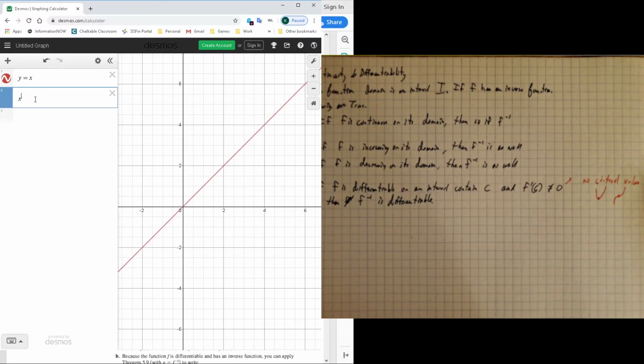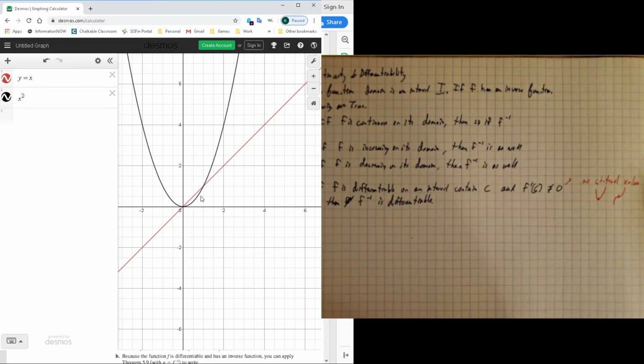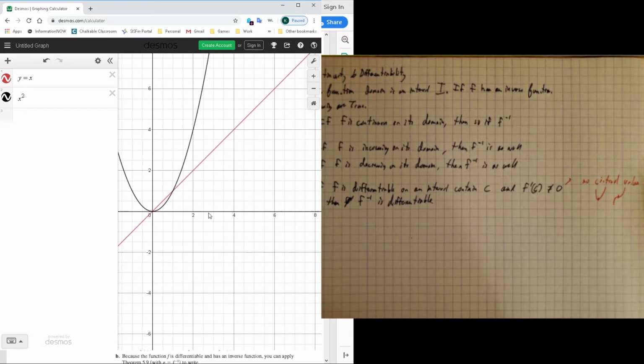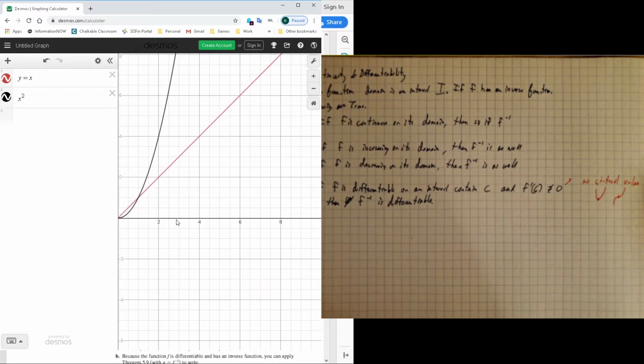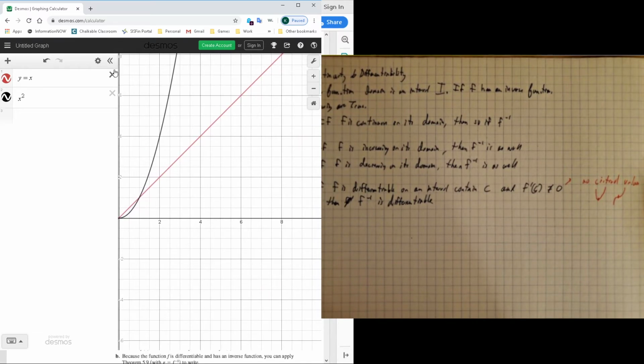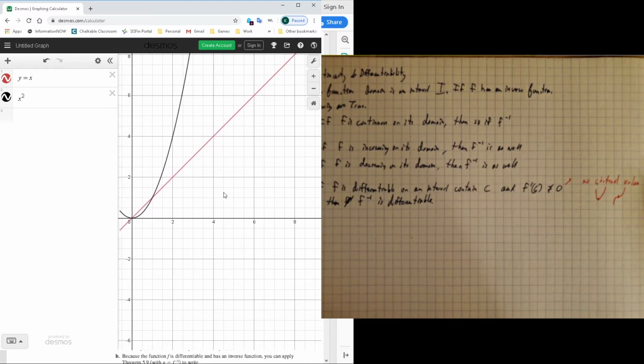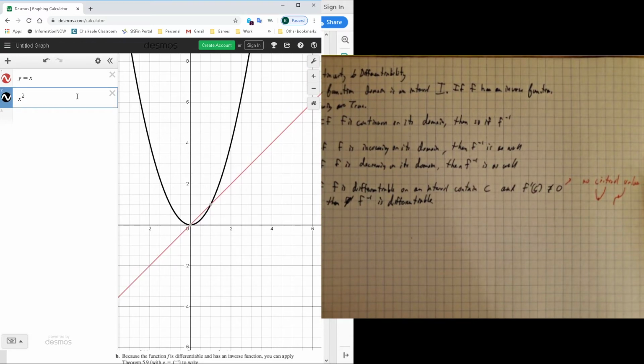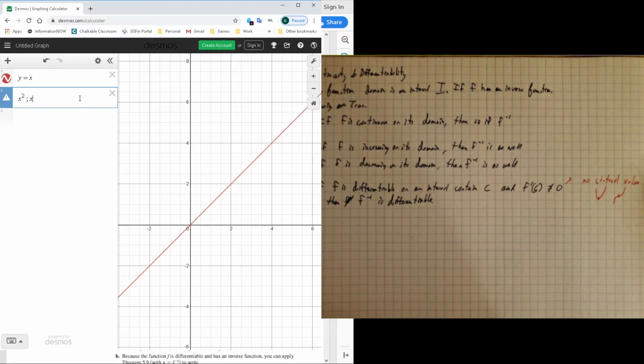X to the second. Okay. This function does not pass the horizontal line test. However, if you were to restrict it to just 0 and above, it does. So what I'm going to do, let's see if I can remember how to do this. Assume x is greater than or equal to 0.